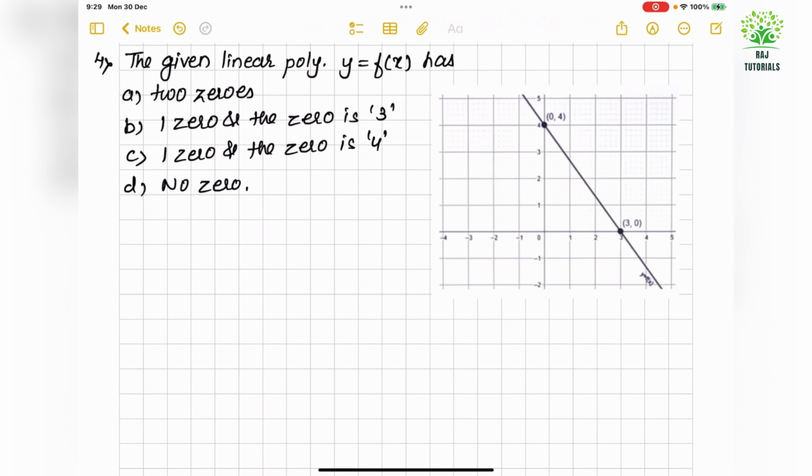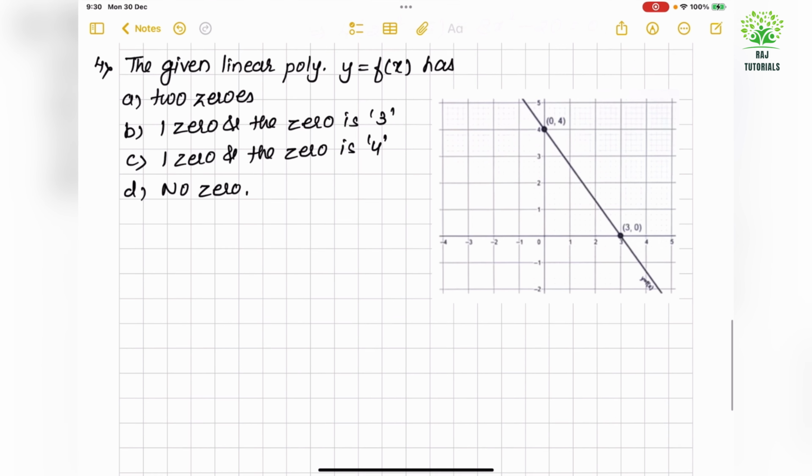Now, if you see the fourth question, it says the given linear polynomial y equal to f of x has two zeros, 1 zero and the zero is 3, 1 zero and the zero is 4, or no zero. So it is clearly visible that zero is always counted when it is on the x-axis. So here if I see on the x-axis there is only one zero, that is 3 comma 0. So my option B is right, that is 1 zero.